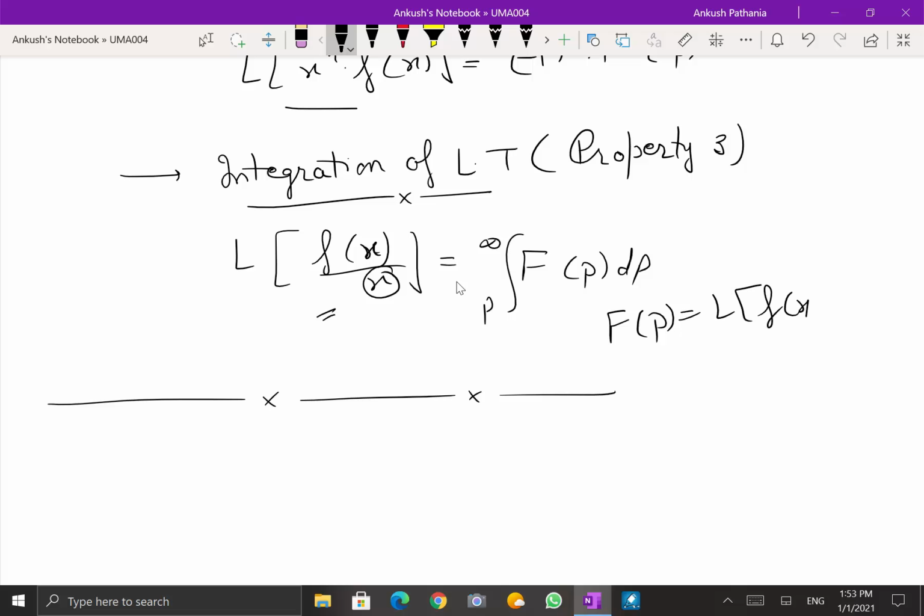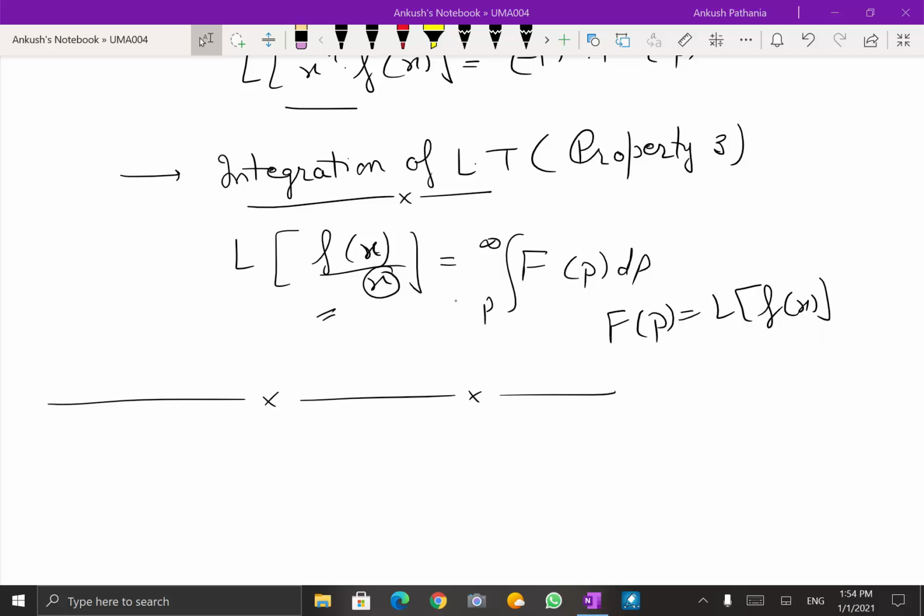So the main thing in all of these properties is that you actually have to find the Laplace of f(x) and then change or manipulate it according to the property. So this is what we have done till now.